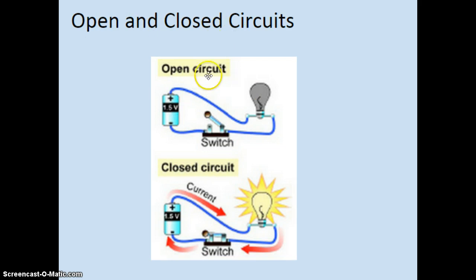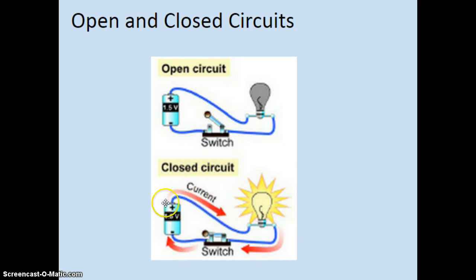Open and closed circuits. An open circuit means that the path for electricity, the path for the electrons to move, is opened. It does not allow for current to flow. So an open circuit is not going to have a light bulb that's lit up. There is no path for it to flow. It's been broken or opened. But a closed circuit allows for current to travel or to move.